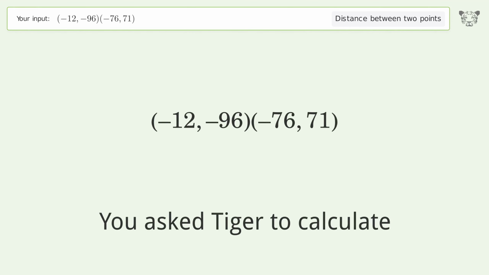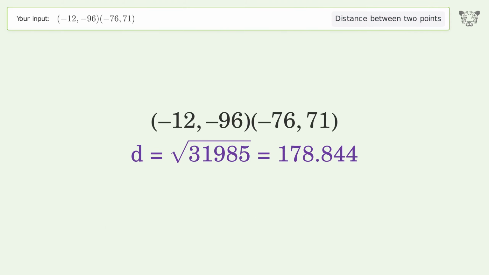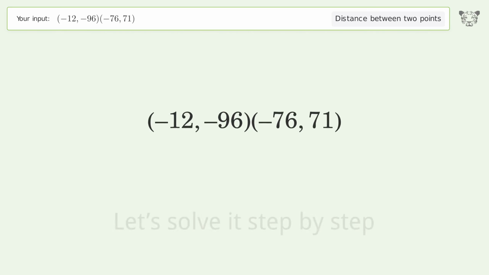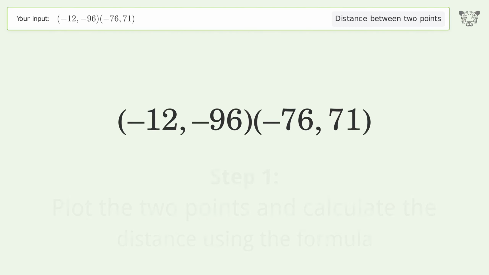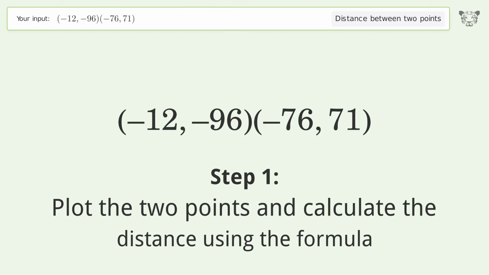You ask Tiger to calculate. This deals with the distance between 2 points. The distance between the 2 points is the square root of 31,985 or 178.844. Let's solve it step by step. Plot the 2 points and calculate the distance using the formula.